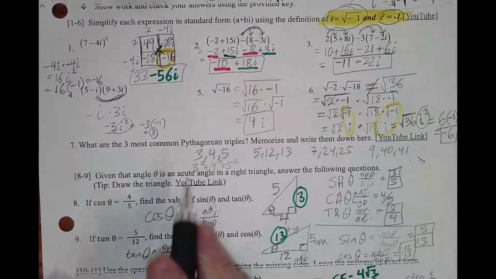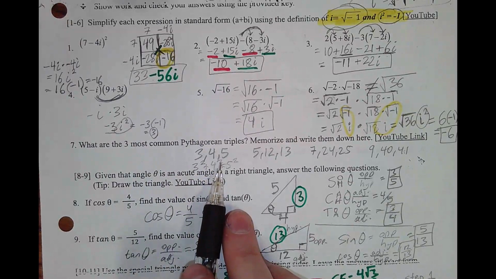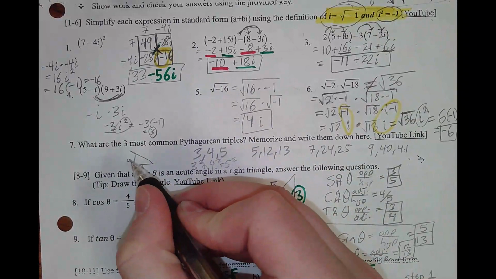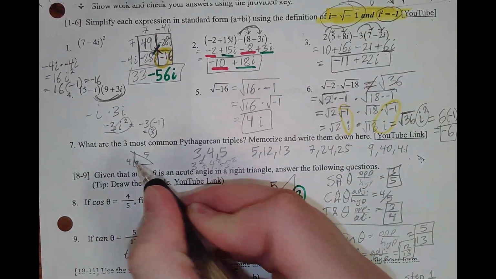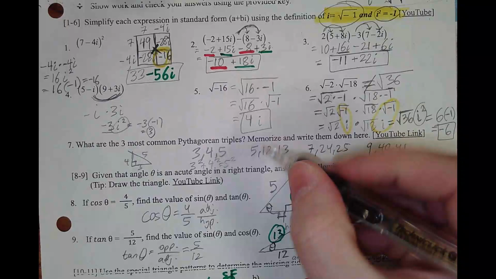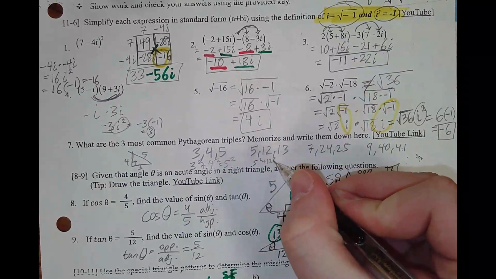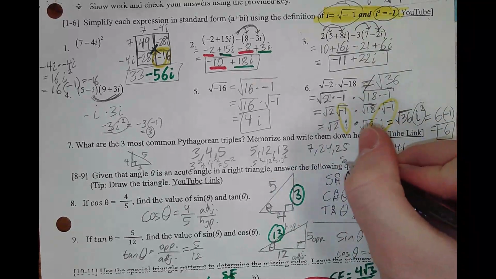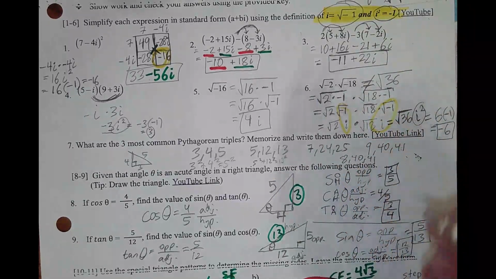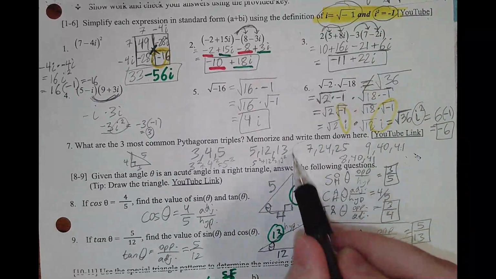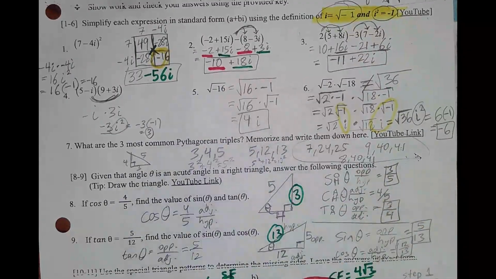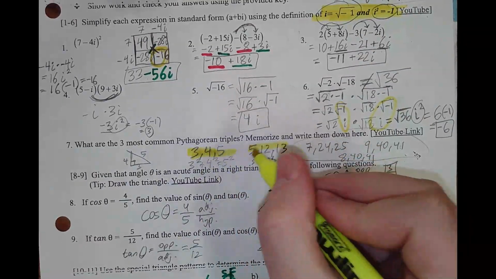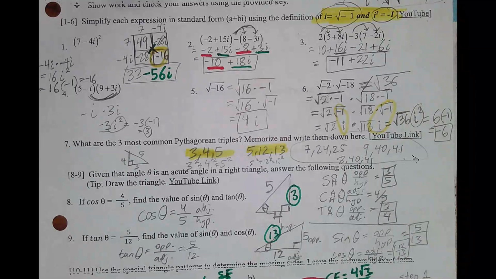For number 7, there is the 3, 4, 5 Pythagorean triple, meaning 3 squared plus 4 squared equals 5 squared. There's 5, 12, 13, meaning 5 squared plus 12 squared equals 13 squared. There's 7, 24, 25. I also missed one. It's 8, 15, 17, but I wrote it on the board. These ones are a lot less common than these. These 2 are the ones that you really need to focus on for the quiz and the future.